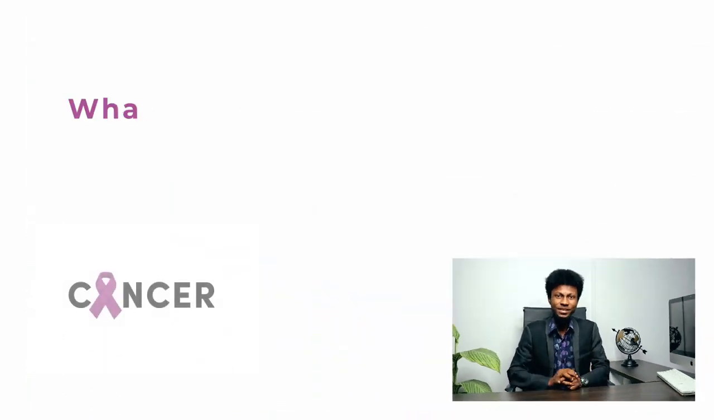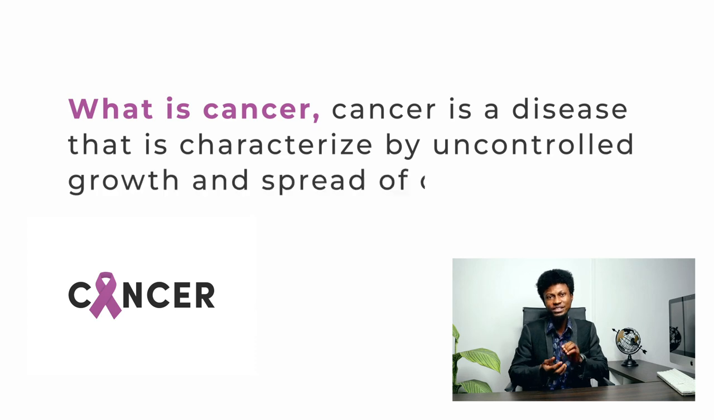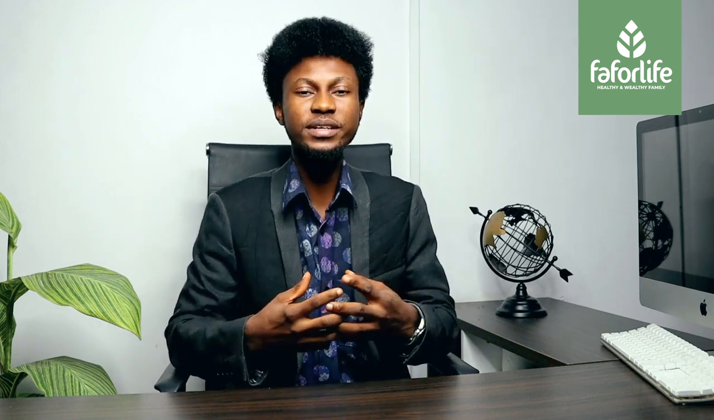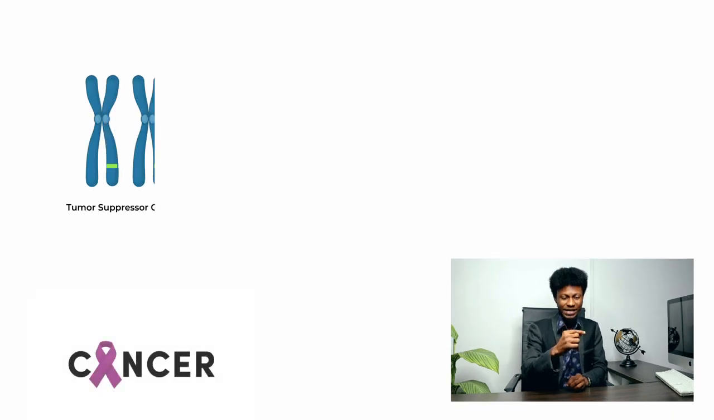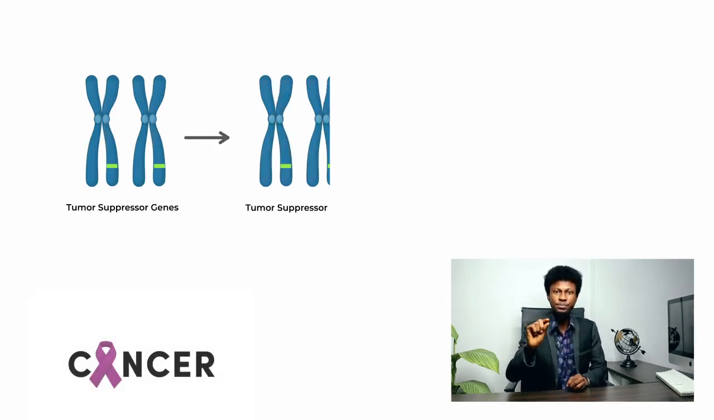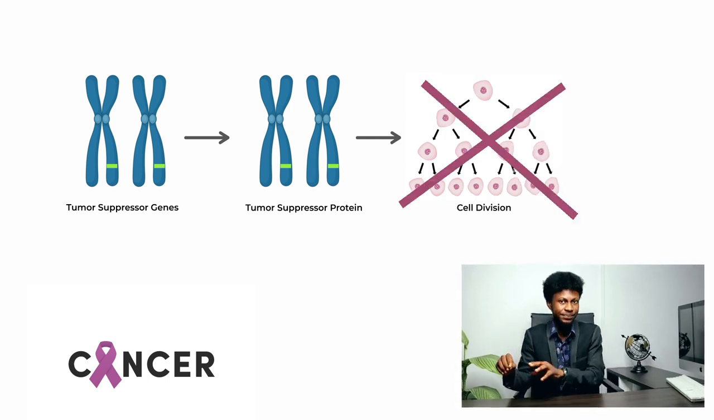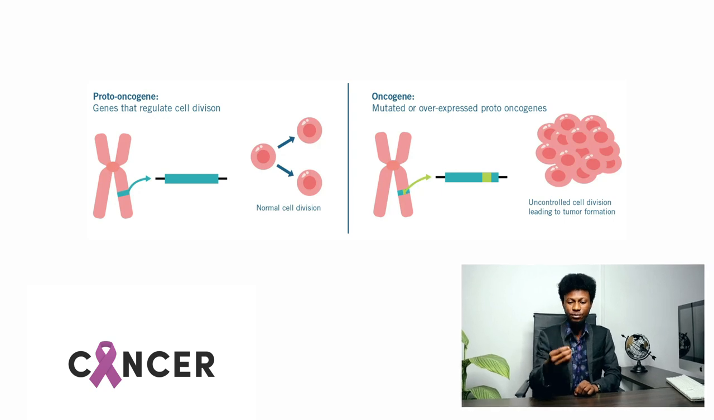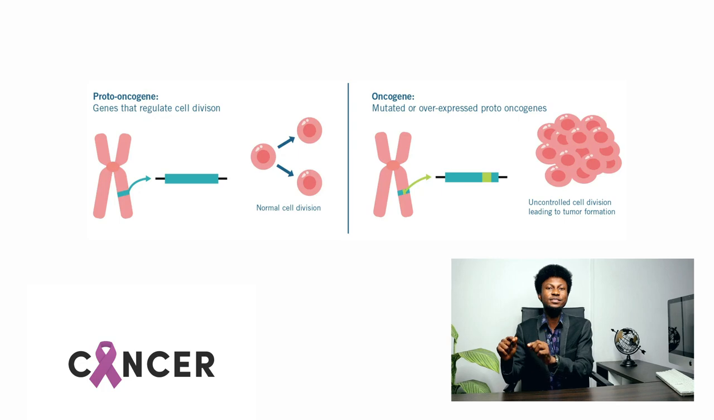What is cancer? Cancer is a disease that is characterized by uncontrolled growth and spread of cells. So let me quickly paint a picture so as for you to understand how cancer operates. Now we have the tumor suppressor gene that gives rise to the tumor suppressor protein that gives rise to stopping of cell division. Now we have the proto-oncogene that gives rise to proto-oncoprotein. All of this brings about promotion of cell division.